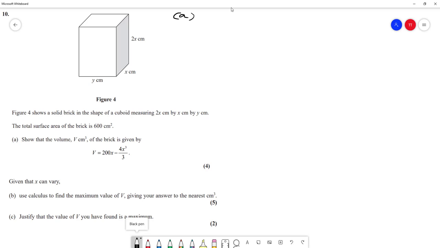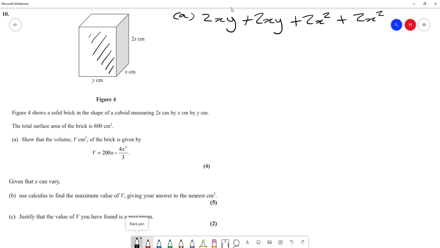So I'm going to find the area of each of these. I'm going to find the area of the front face. That's going to be 2x by y. So I get 2xy. Notice that there's a back of this block that has the same area, so it's another 2xy. Then in grey here, we've got 2x times x, which is 2x squared. Then the other side is also 2x squared.